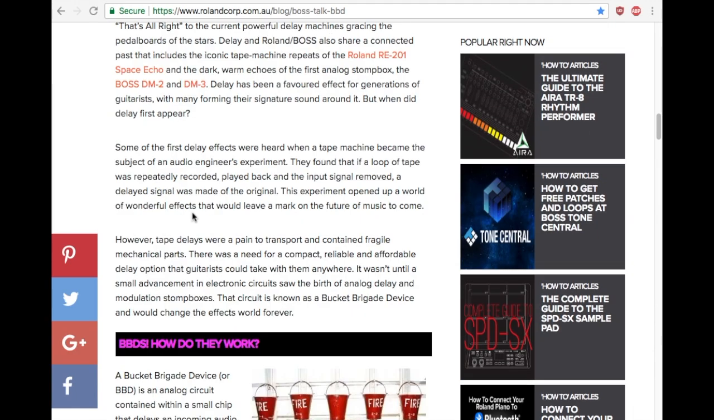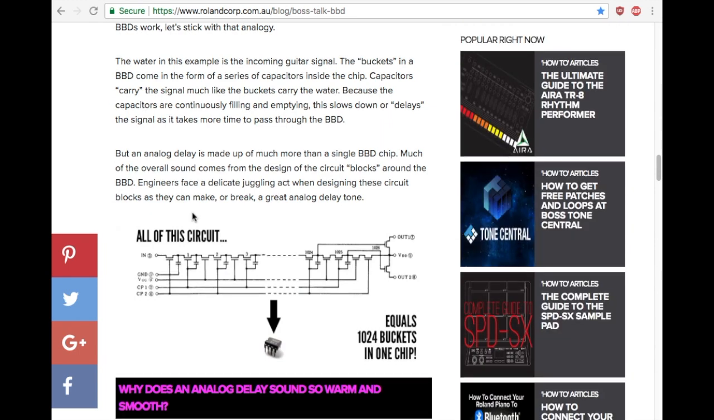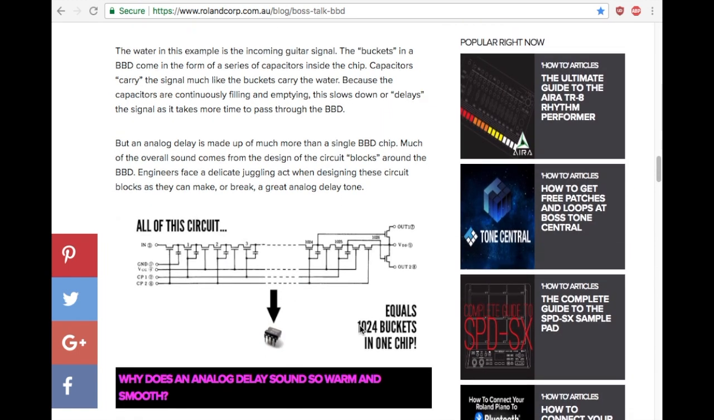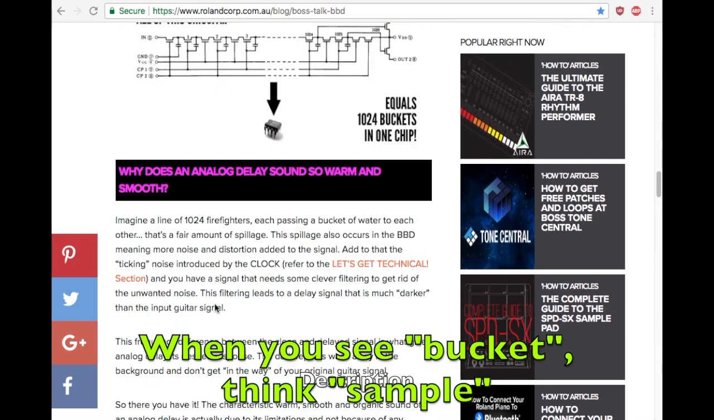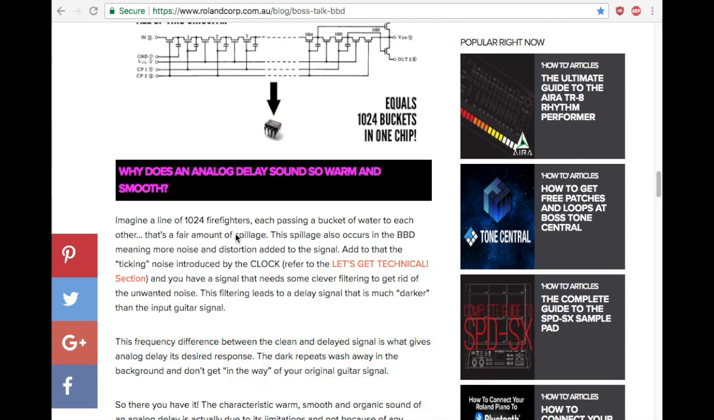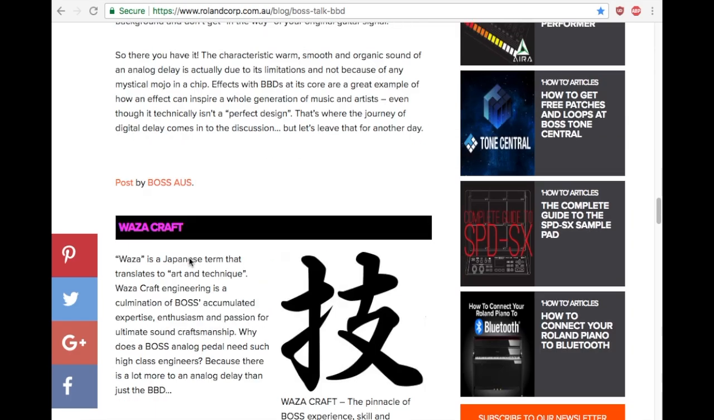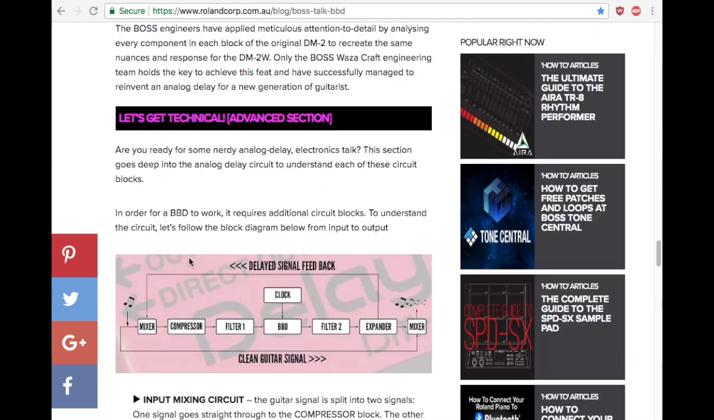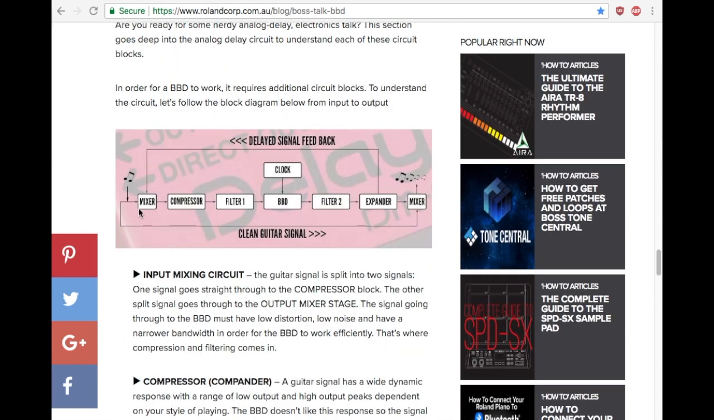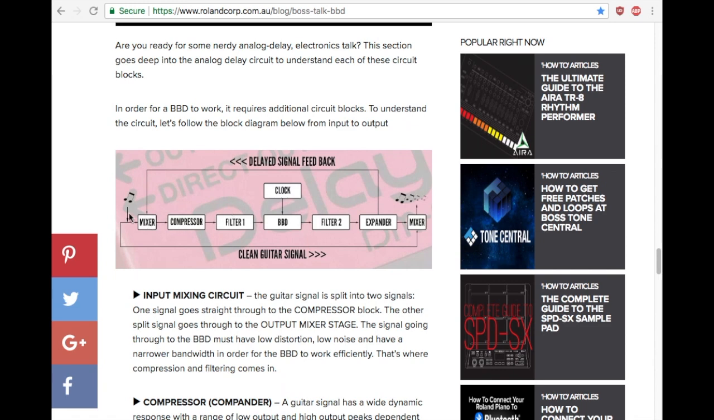And this is a great page, by the way. Goes in a lot of detail here. So yeah, they're generally about 1024 buckets or 4096 buckets. And it talks about how much these leak. These capacitors bleed into each other. So you have a lot of distortion and strange things, including the clock signal on this board. These boards are audible. So they basically clobber the crap out of this with a low-pass filter.